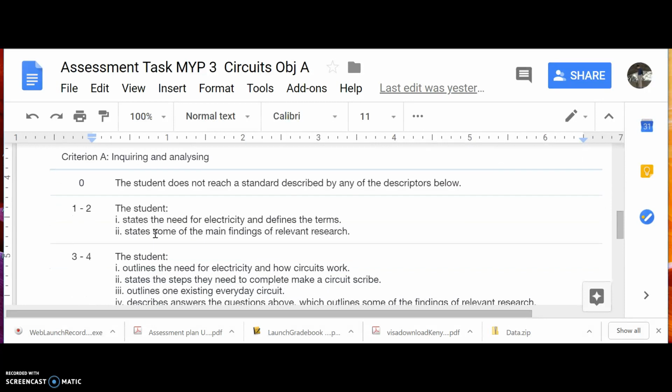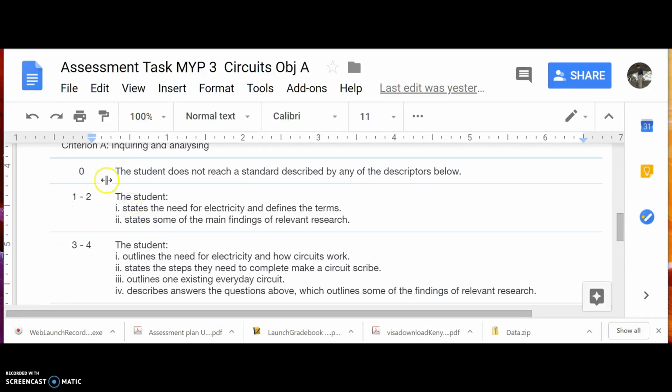So this is your inquiring and analyzing criterion. Okay, so a 0 would be the equivalent of an IE. It means that you do not describe any of the stuff above. It just means you basically have done nothing for the whole 2 weeks. If that does happen, just know that you may be out of the creation of the solutions section because you need to go back and remake those 2 weeks of work.